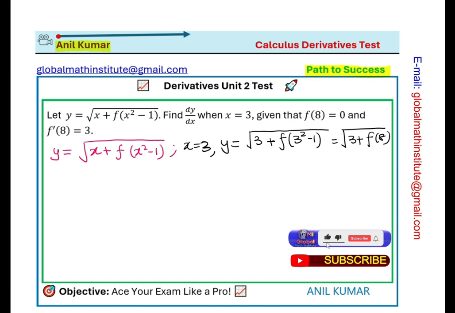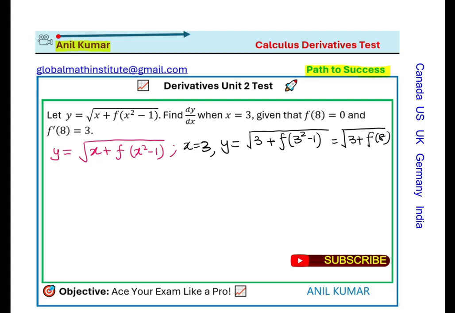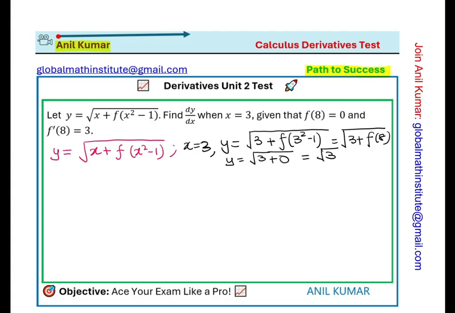Correct? So that means the value of the function when x is 3 is basically square root of 3, right? So at x equals 3, y equals square root of 3, since f of 8 is 0. Let me write like this. Okay, let's see how useful that is going to be. So we know this, right? Okay, great. Let's find the derivative of this function. So that is to say dy/dx of a square root function means 1 over 2 square root of this, right?